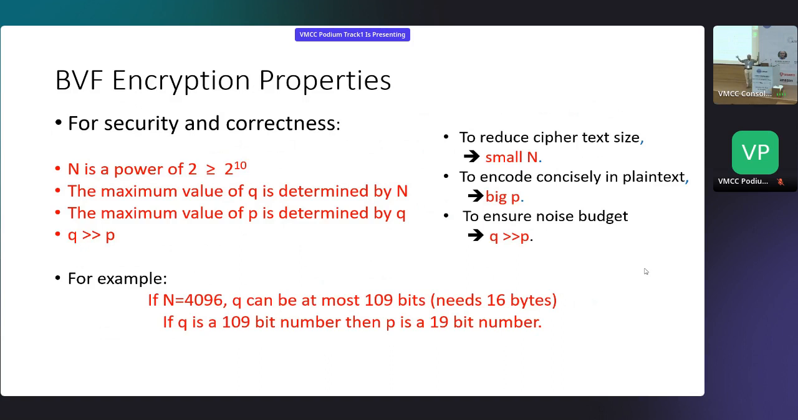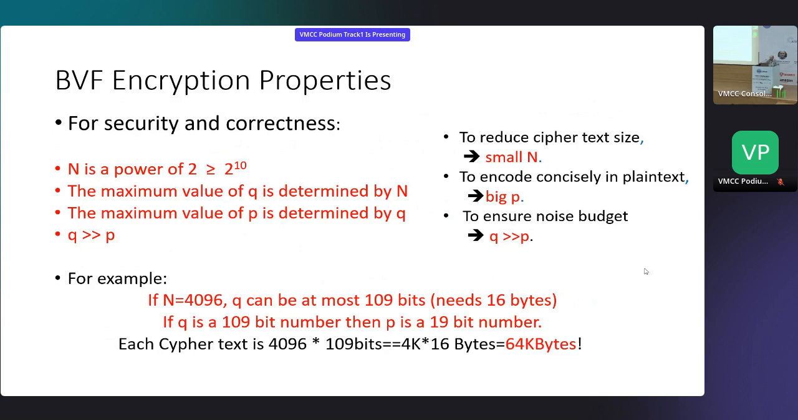So the sizes of my texts are really going to get big in a very easy way. Each ciphertext is now N, capital N, which is 4K, times 109 bits. Remember, the entry is always modulo Q. So I need to multiply 4K times 109. 109 bits is about 16 bytes, which ends up being 64K bytes. So every message that is being sent out is 64K bytes.